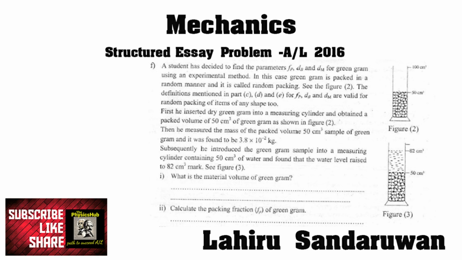Subsequently, he introduced the green gas sample into a measuring cylinder containing 50 cubic centimeters of water and found that the water level rose to the 82 cubic centimeter mark. See figure 3. Part 1. What is the material volume of green gas?